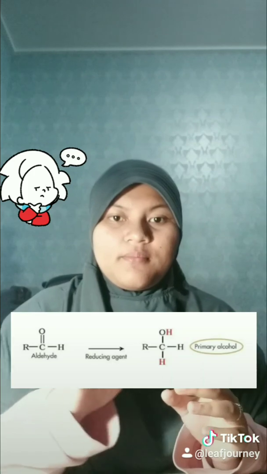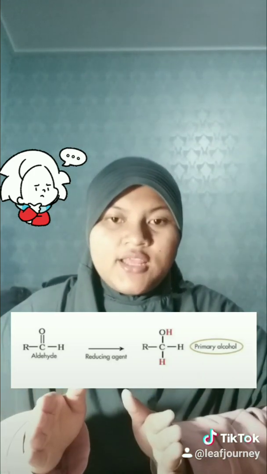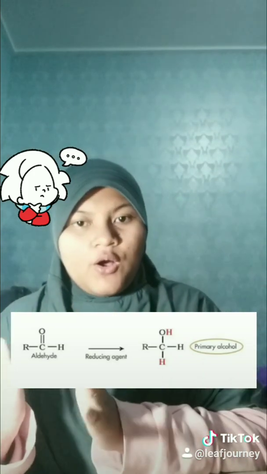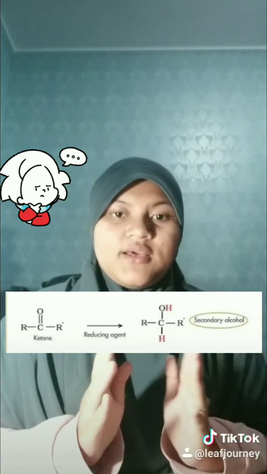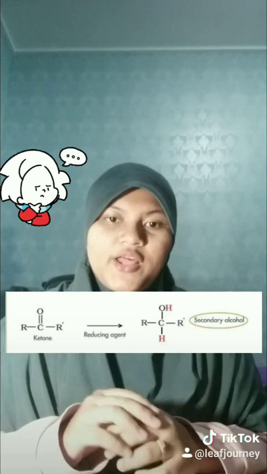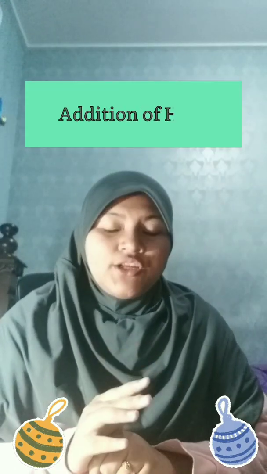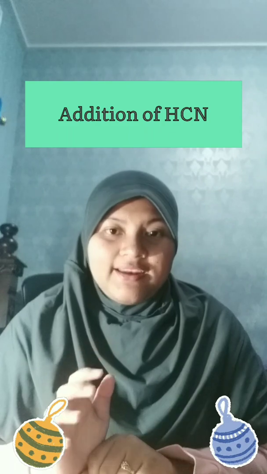If I use an aldehyde plus the reducing agent, I will get the primary alcohol. And if I use a ketone with the reducing agent, I will have the secondary alcohol. The third reaction is an addition of hydrogen cyanide, or HCN.